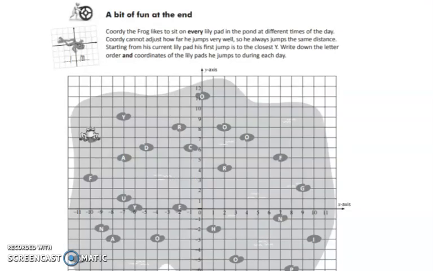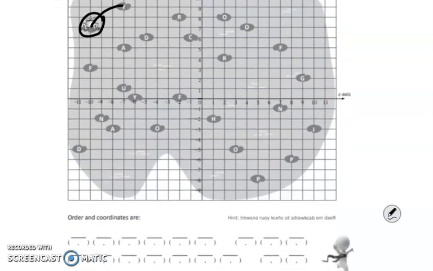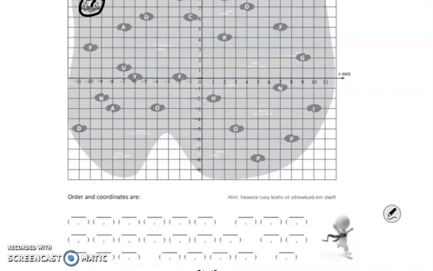All right, next one is fun, but it actually takes a while. I did it yesterday. It says that Cordy likes to sit on every lily pad. He wants to sit on every one. There's Cordy right there, and his very first jump is to Y. He takes the same jump every time, so we want to figure out what the rule of his jump is and where he is going to jump to next. It tells you to list all the coordinates here. So your very first one is Y.